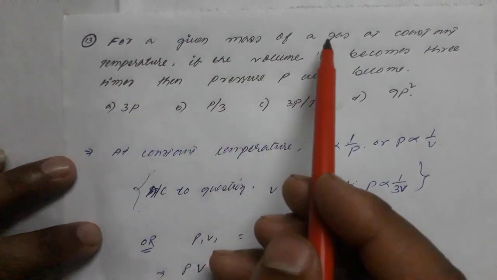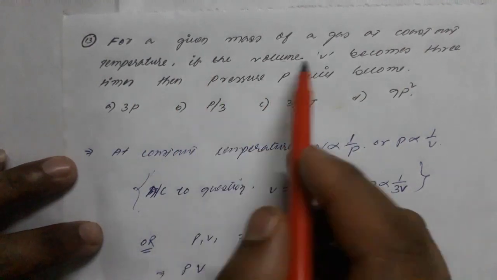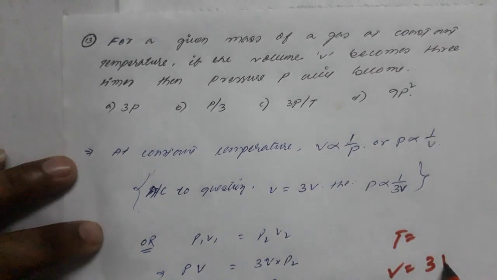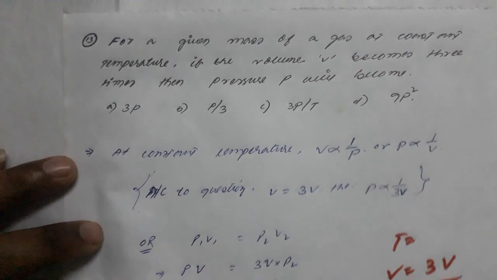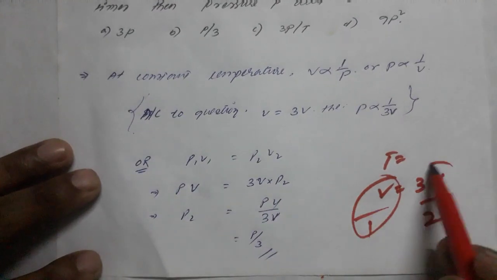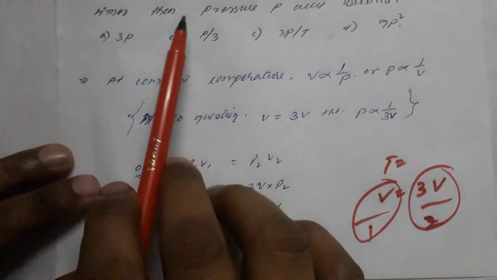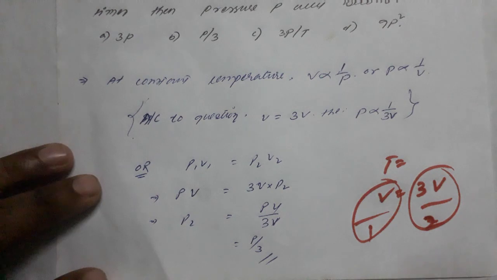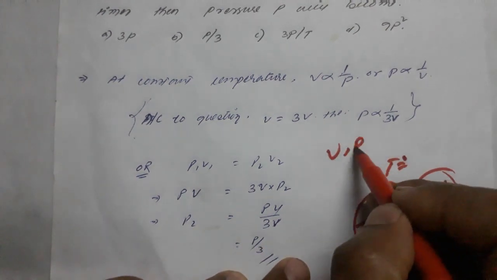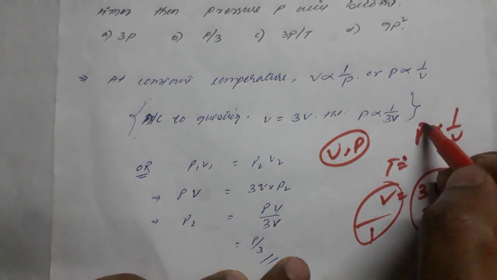Okay guys, another question. For a given mass of gas at constant temperature, look, T is constant, T never changes. If the volume V becomes 3 times, so V equal to 3V. So definitely two systems will be here, right? System 1 and system 2. In system 1 volume is V, and pressure P. In system 2 volume is 3V. Then it says the pressure P becomes what? So if temperature is constant, it is talking about the V and P relation. So what we know? P and V are inversely proportional, right?